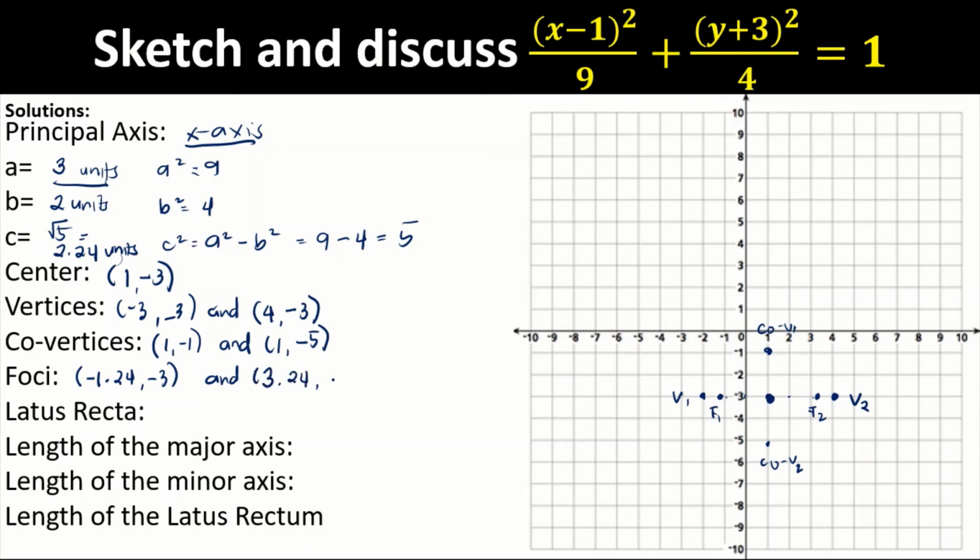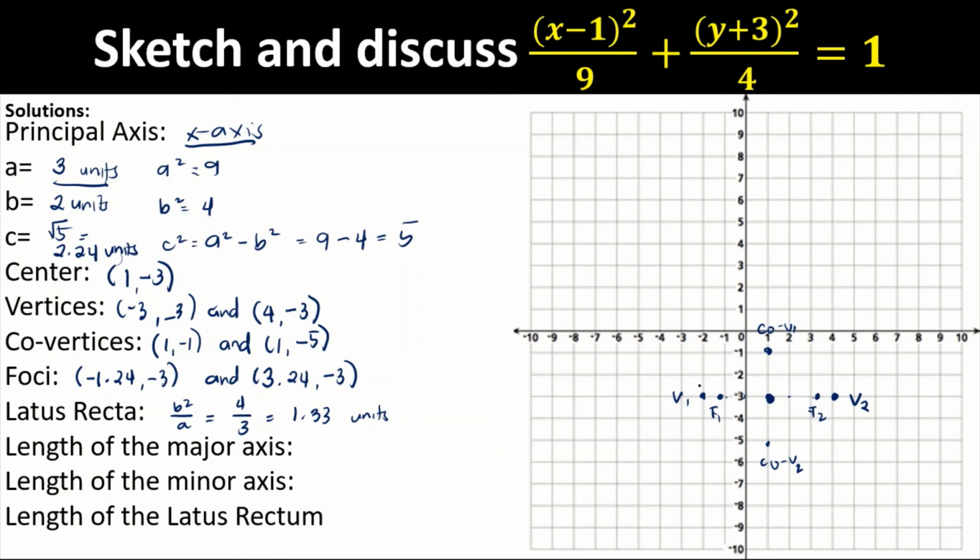3.24, comma, negative 3. And for our latus recta, we have b squared over a. So, b squared is 4 over a is 3. So, we have 1.33 units. Okay, so saan tayo magbibilang ng 1.33 units? Doon po sa ating focus. Okay, bilang tayo ng 1.33 units perpendicular sa principal axis.